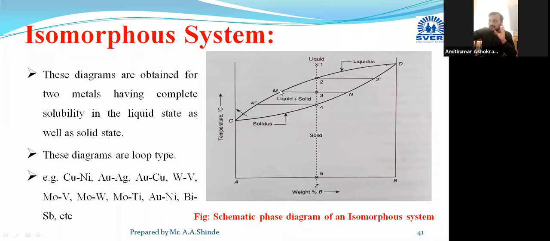Amount of liquid will be equal to the opposite arm length from this liquidus line. Opposite arm length is 3N divided by the total arm length, or total tie line length. From this liquidus line, the opposite arm length is 3N divided by the whole arm length, that is MN. That will be the amount of liquid.